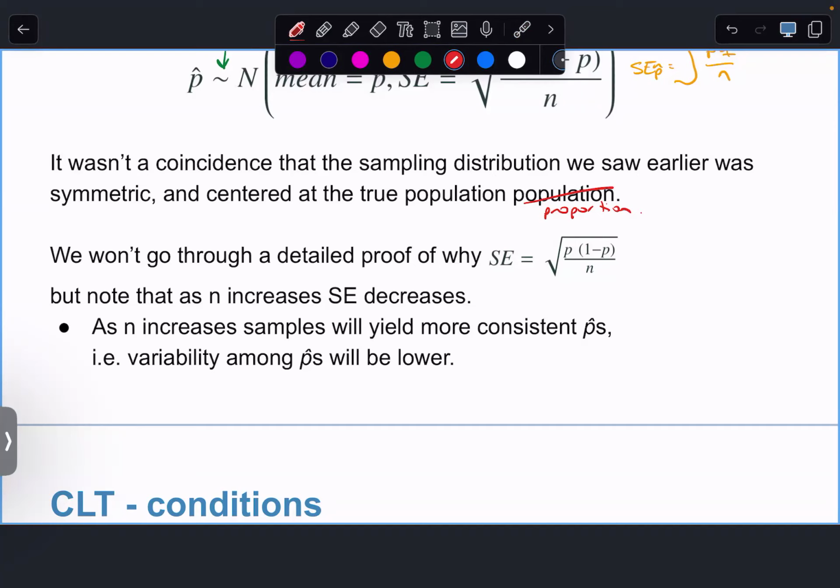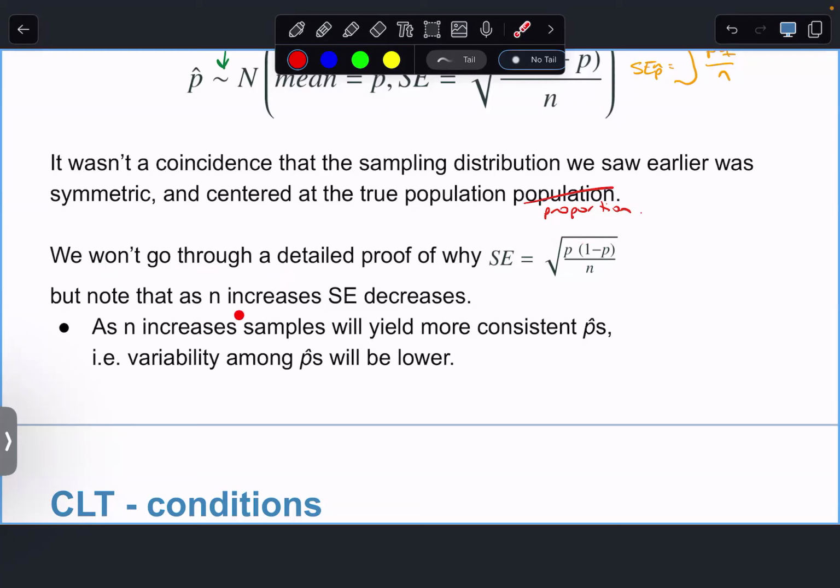That is the central limit theorem. And as a fact, that's always going to be how these things behave, assuming some conditions are met. Which we're going to get to down here. But like I said, we won't go through a detailed proof of why this is the standard error.